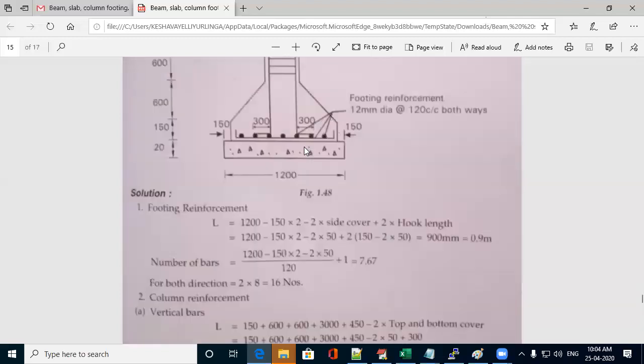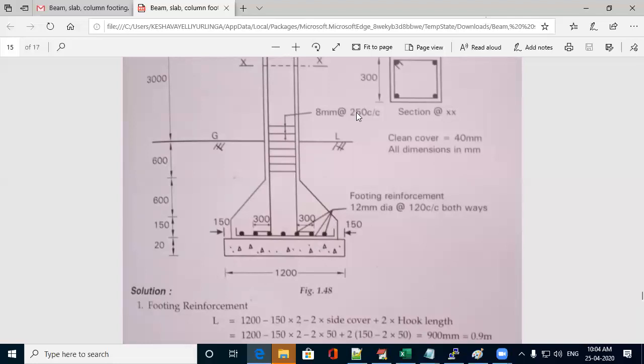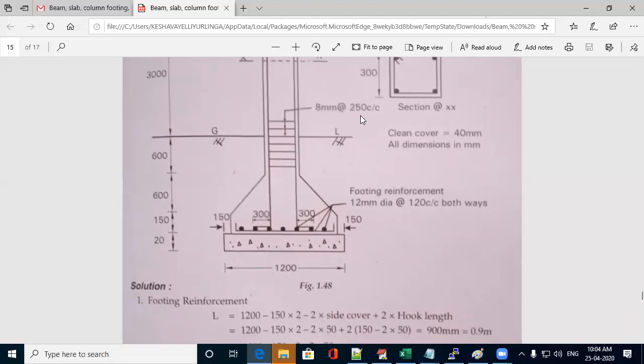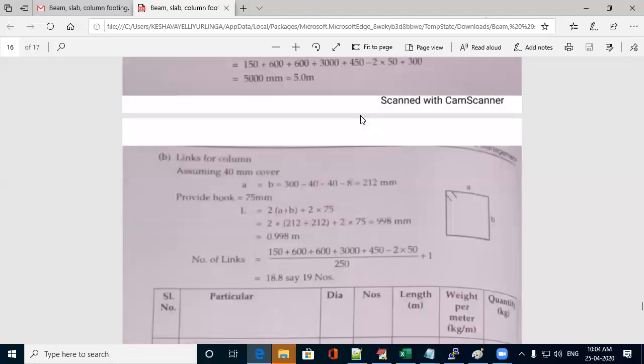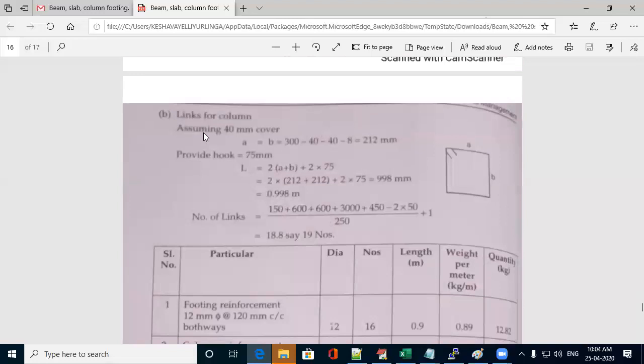just like stirrups. They have mentioned it to be 8 mm, placed at 250 mm center to center. They have assumed the cover to be 40 mm for the column. So as usual, you have the formula 2 times (A plus B) plus 24 times the diameter of the stirrups, or you can take the hook to be 75 mm directly. That means you have to take 2 times the 75 mm. There are 2 hooks here, each of length 75 mm. So you have to take 2 times the 75. You can take that or this.